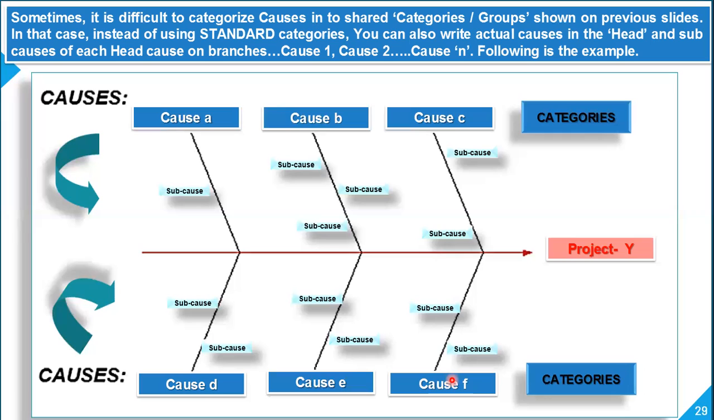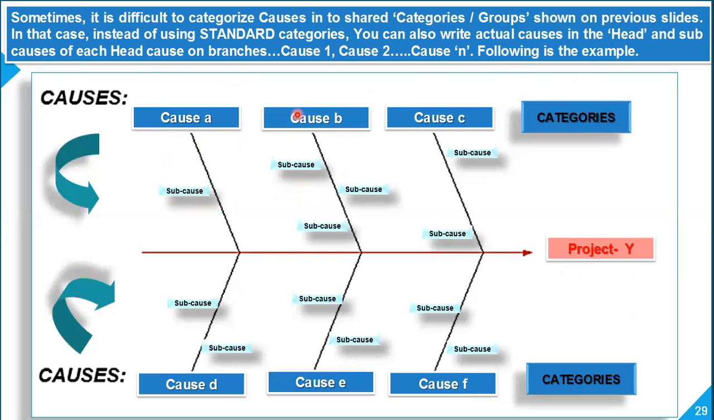If for a given industry or for a given project you couldn't categorize them in a given category, that's absolutely okay. In that case, instead of using standard categories, you can write actual causes in the head here and sub causes of each head on branches. These are the branches: cause 1, cause 2, up till cause n. So if this is your project Y, these are the heads of all causes. Cause A you put over here, and anything related to cause A, that is sub cause, you mention over here. Cause B, sub causes.